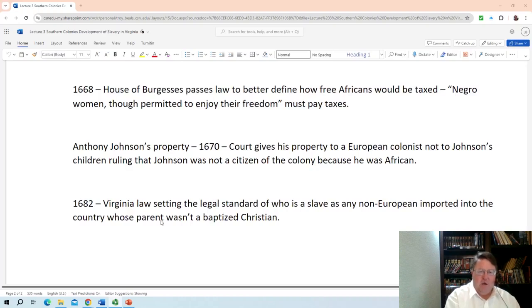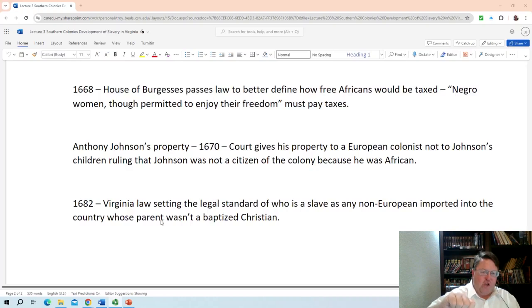By 1670, you see the courts, or at least one court, saying what? Well, Africans aren't citizens of the colony; they're slaves, and so they can't go to court and they can't go through probate and get property. So you see this change, right? Just two decades earlier, Anthony Johnson himself is winning court cases. Now, 15, 20 years later, when he dies, another court goes, well, he's African. He's not a citizen of the colony. And so you're seeing that shift.